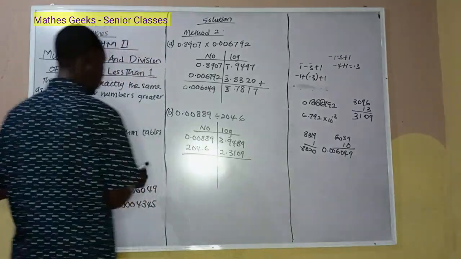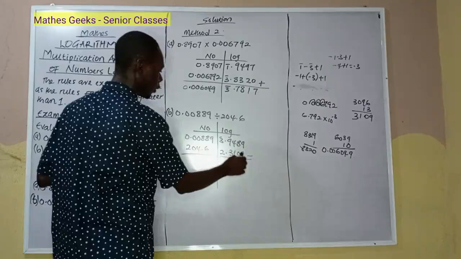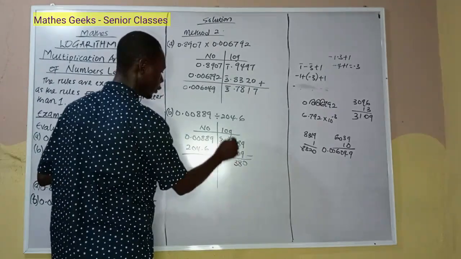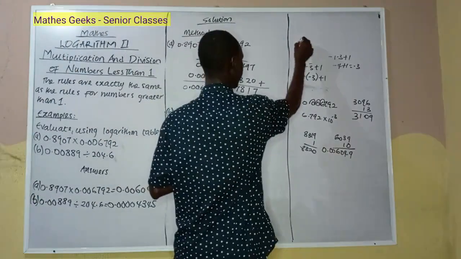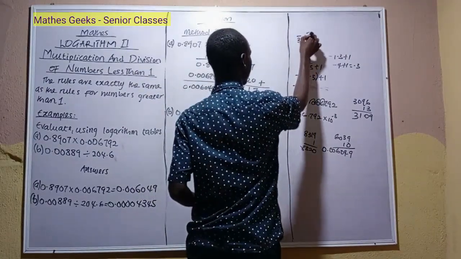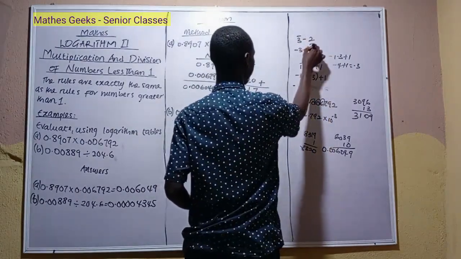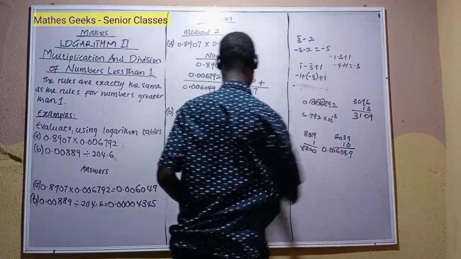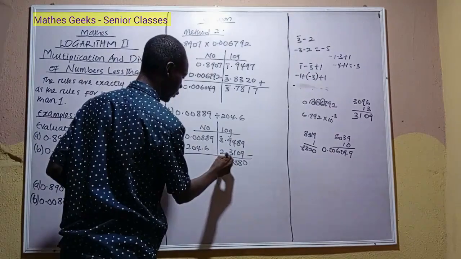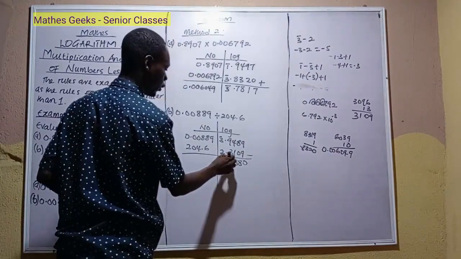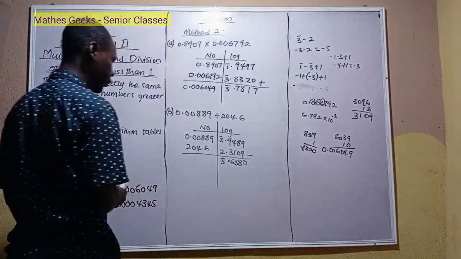For division, we are going to subtract. So 9 minus 9 will give us 0. 8 minus 0 is 8. 4 minus 1 is 3. 9 minus 0 is 6. For the characteristic, bar 3 minus 2 implies minus 3 minus 2, which is minus 5. So that will be bar 5 point 0.6380. Now we're going to look for the antilog of this number.